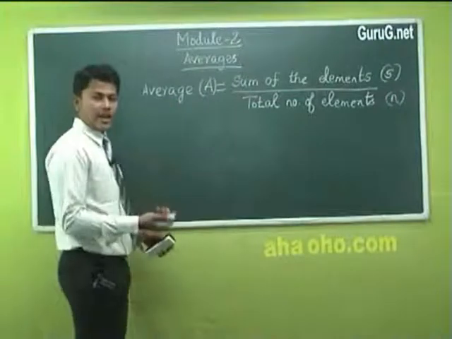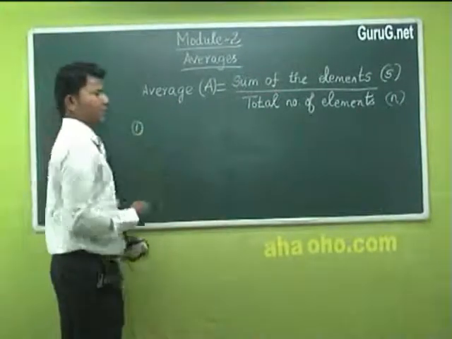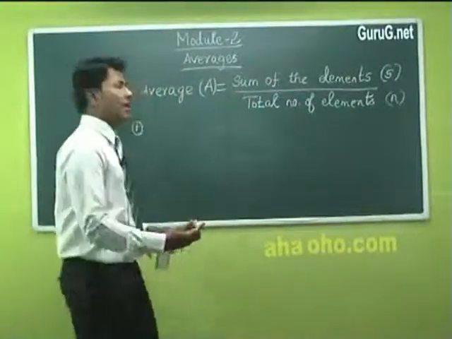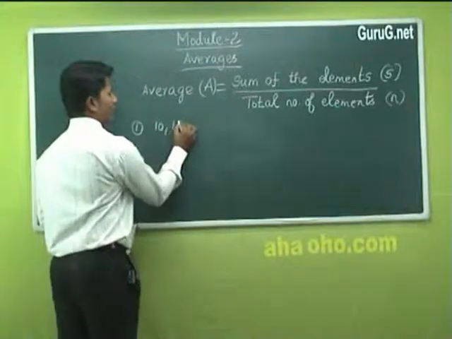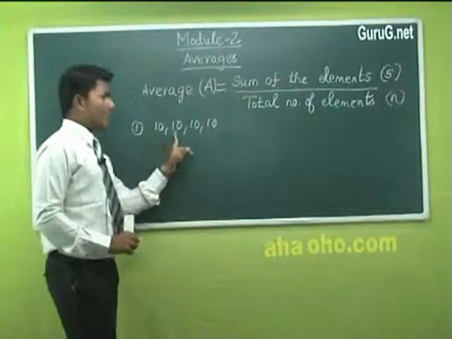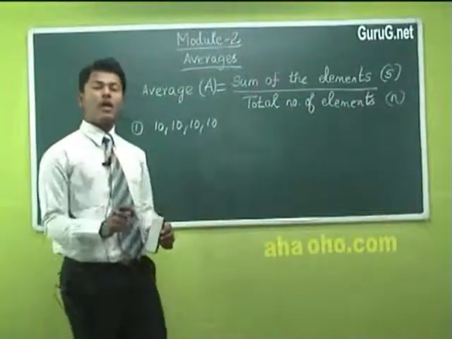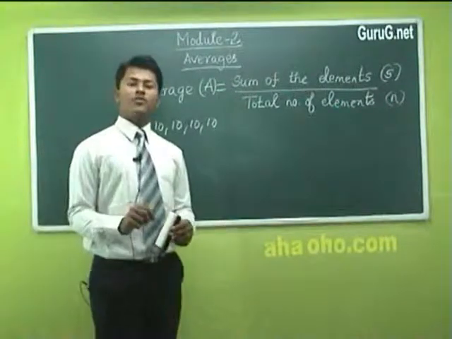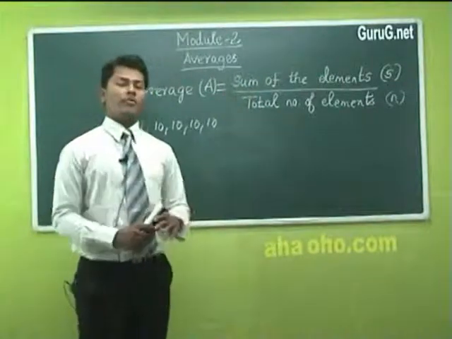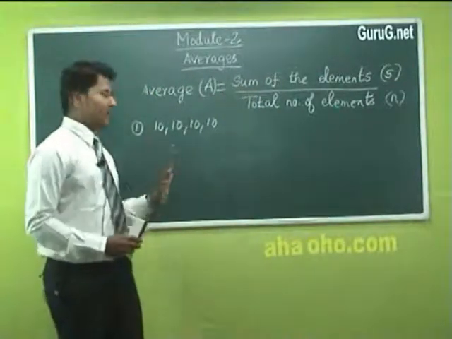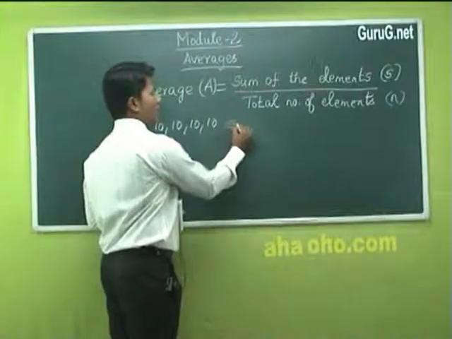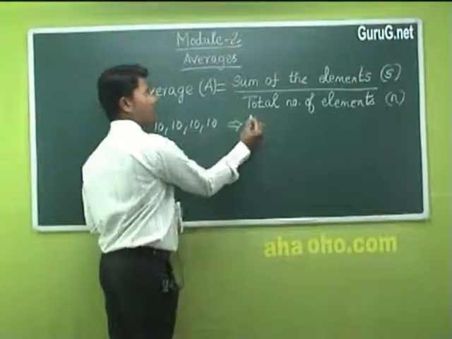Now the first fact is, consider you have 4 elements, say 10, and all the elements are similar or equal in value. You are asked to find the average of these elements. You need not apply the mathematical formula. It is obvious that when all the elements are similar, the average must be the same value.